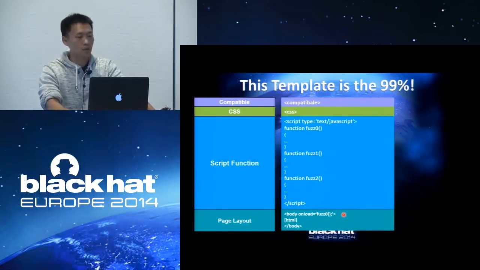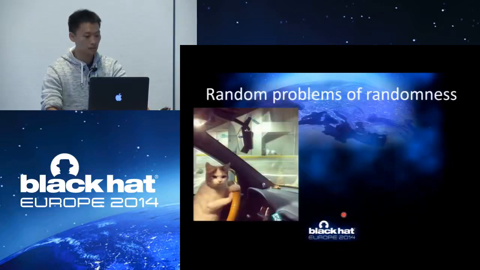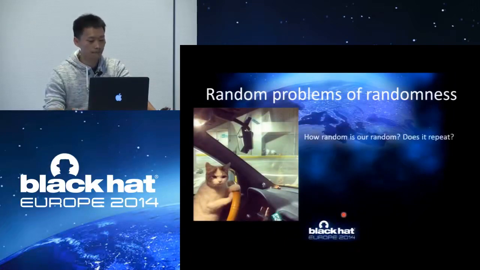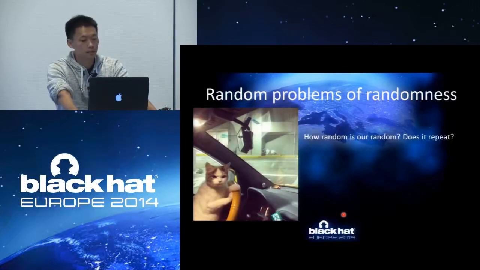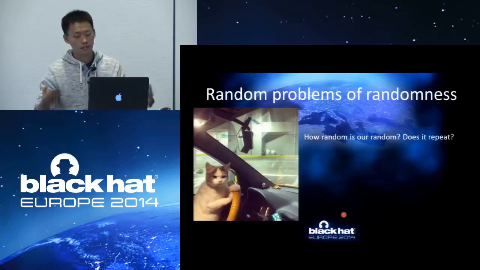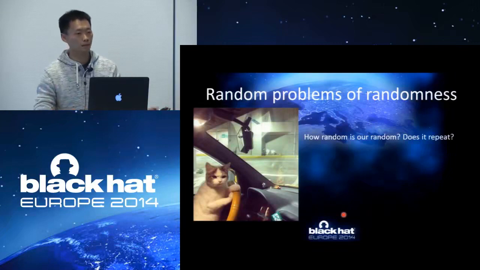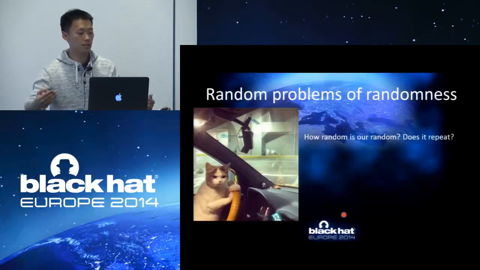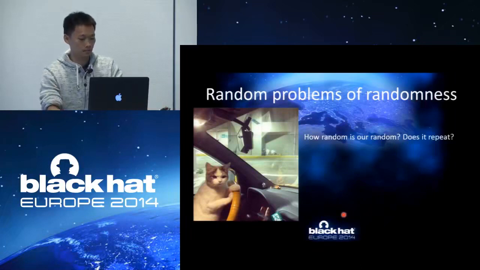But randomness also has some drawbacks. There are at least 2 problems with randomness. The first one is: how random is our random? Does it repeat? If the random method is no good, sometimes we will generate duplicate test cases, so it is a waste of time. And we also notice that we have an array of machines, and actually some of the machines are executing similar test cases or the same test cases, which is also another waste of time.